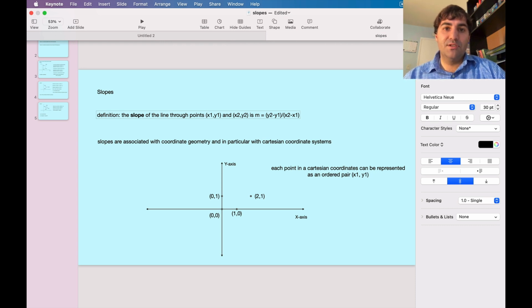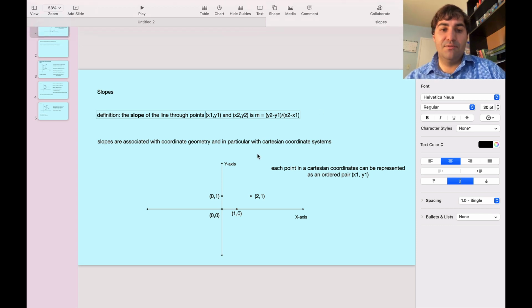So slopes are actually associated with coordinate geometry and in particular with Cartesian coordinate systems. You might have seen this already if you've done Algebra 1. In a Cartesian coordinate system, you have an x-axis, you have a y-axis that's perpendicular to the x-axis, and you have an origin, right? Point (0, 0).